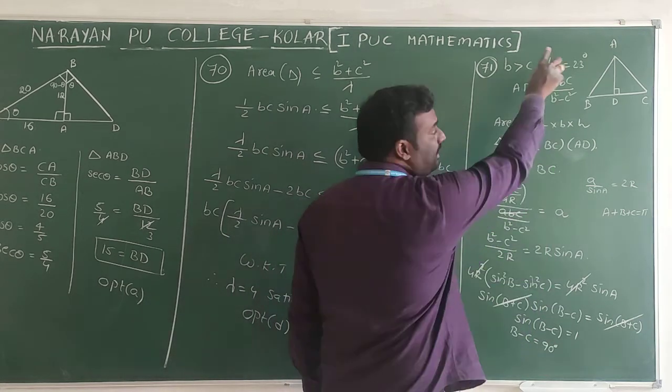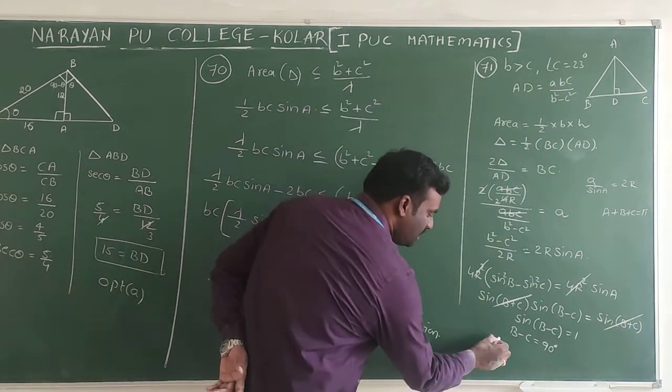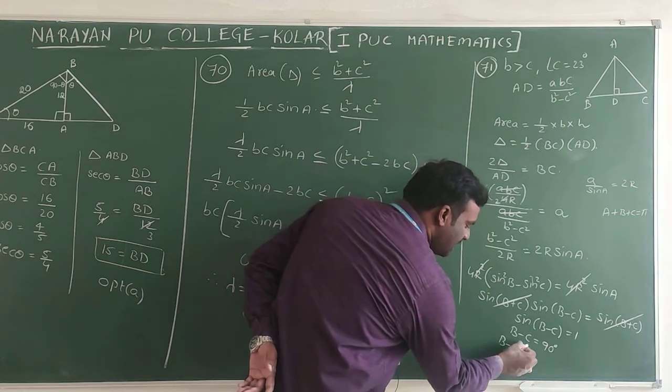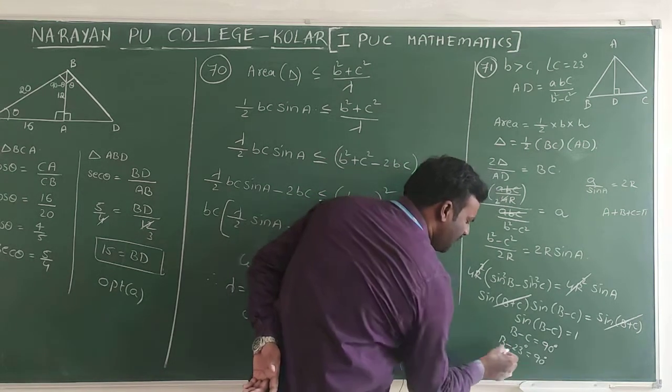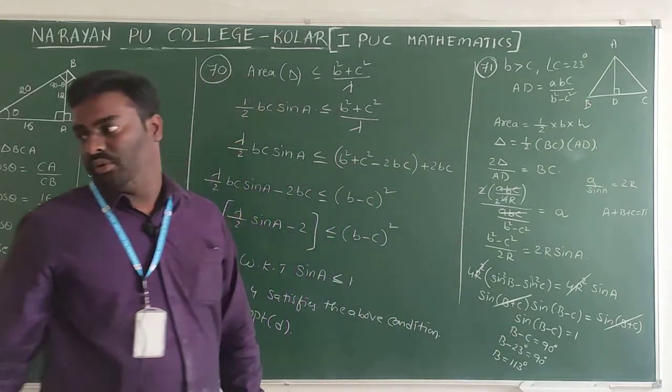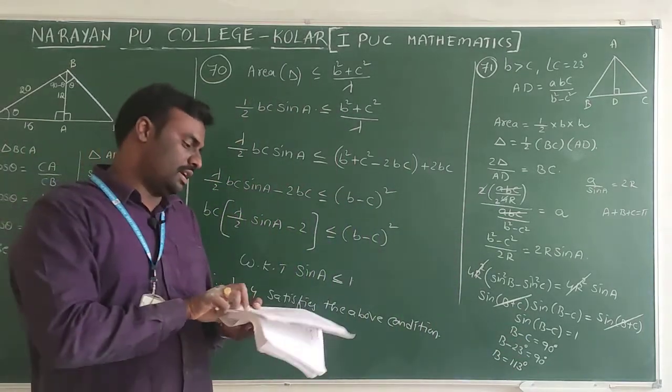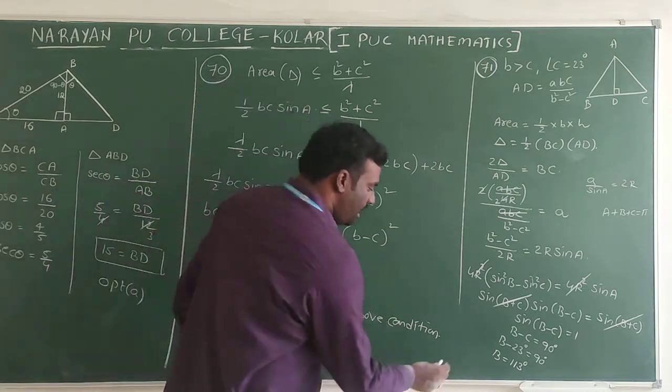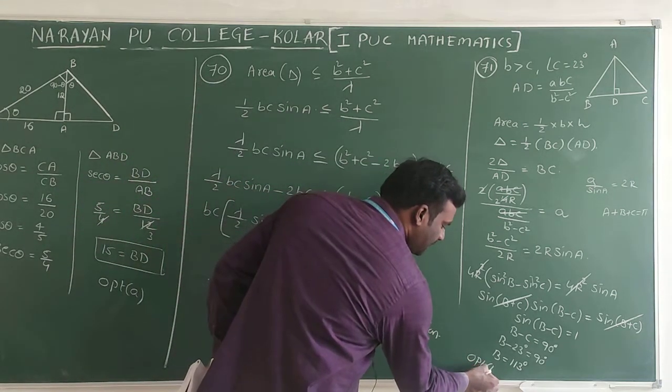Already C value is given, 23. Substitute: B minus 23 is equal to 90. Then B equals 90 plus 23, that is nothing but angle B is 113 degrees. 113 degrees is nothing but option B, it is the correct answer.